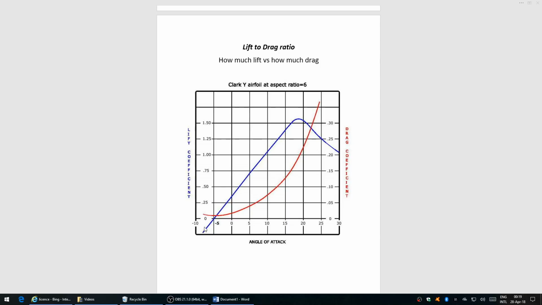This diagram just shows a comparison of the amount of lift being generated, this blue line, to the amount of drag being generated, this red line. And as your angle of attack varies, the lift to drag ratio varies. So there are a number of factors affecting lift to drag ratio: the overall aircraft design, the aspect ratio, and also the angle of attack that you are flying at.